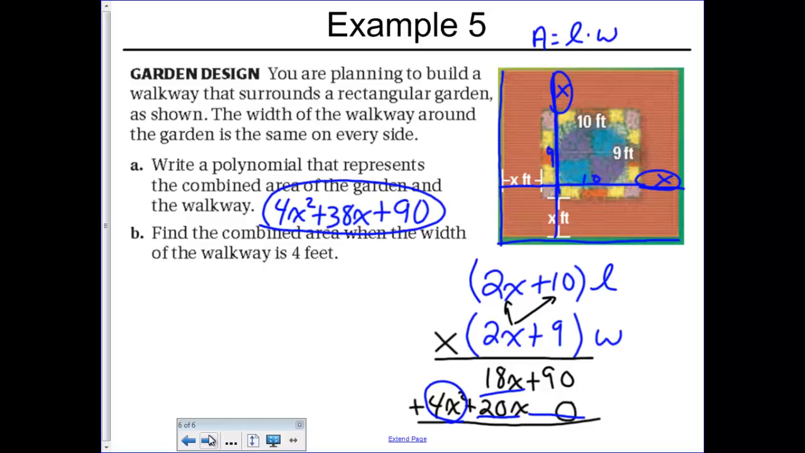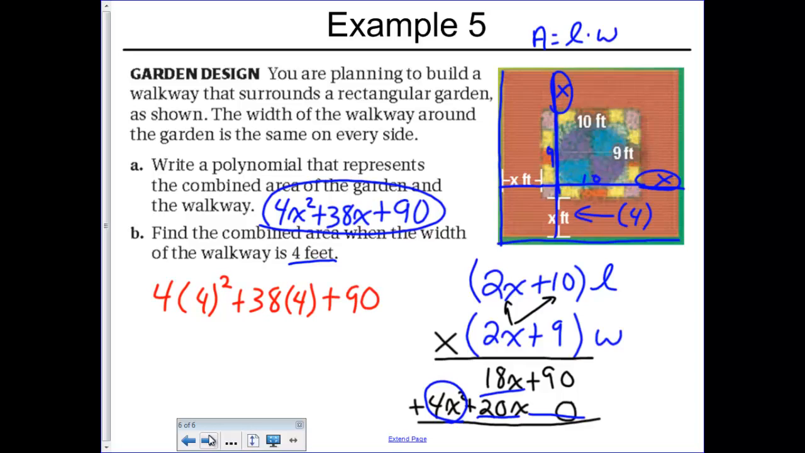Now they want us to find the combined area when the width of the walkway is 4 feet. So what they're saying is this x value is going to be 4. So in order to find the total combined area of the walkway, we're just going to substitute x with 4. So we're going to take our expression up there and substitute 4 in place of everywhere we see an x. And I think that's in feet. Yes, it is in feet.